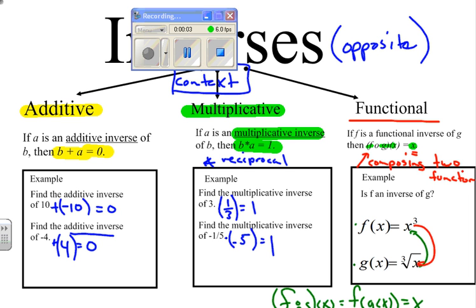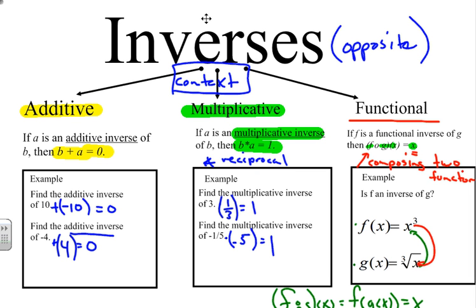Well, in our last lesson, we just went through the differences between inverses. We talked about additive inverses, multiplicative inverses, and functional inverses. And we said functional, which we're really going to be focusing on, is what you get when you compose two functions together and you get the input. Once again, you get the input.